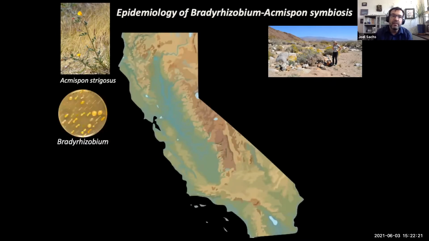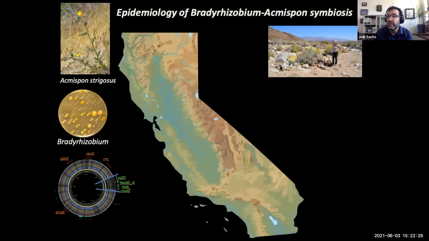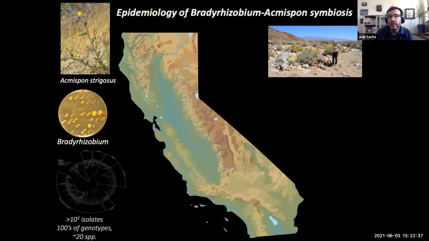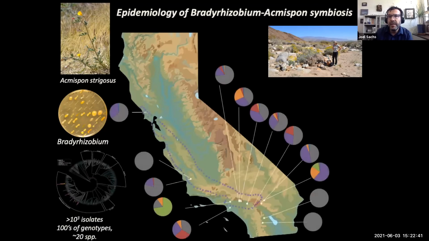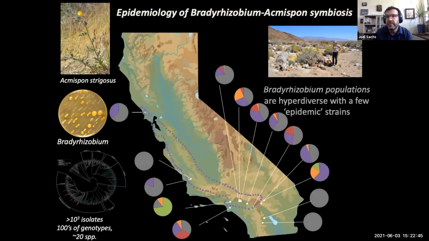Whenever we found plants, we would dig them up and we'd culture all the rhizobia from each of the root nodules. We'd archive those strains and genotype them, initially at 4 or 8 genes, and ultimately now we sequence them for the whole genome. We'd reconstruct phylogenetic relationships among those strains, and then we'd be able to start building detailed epidemiological maps of these populations across the state.